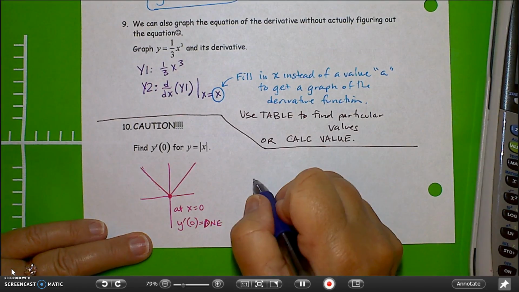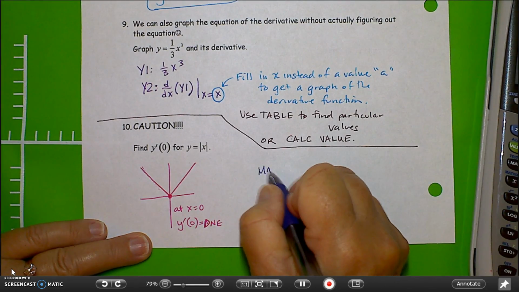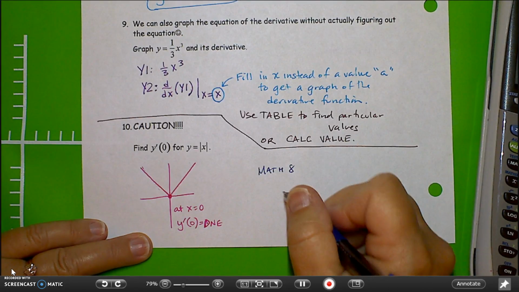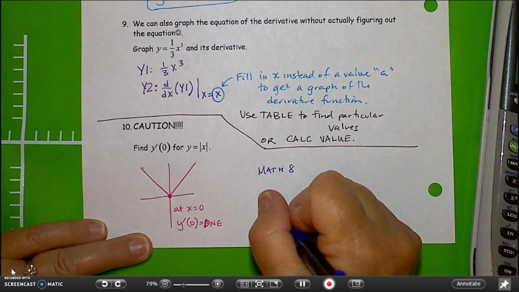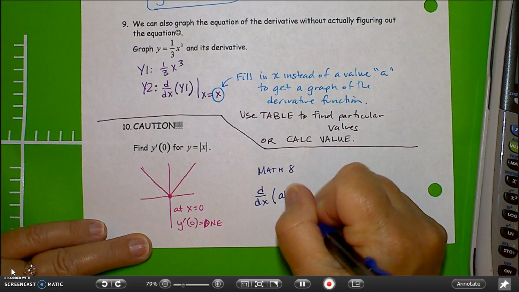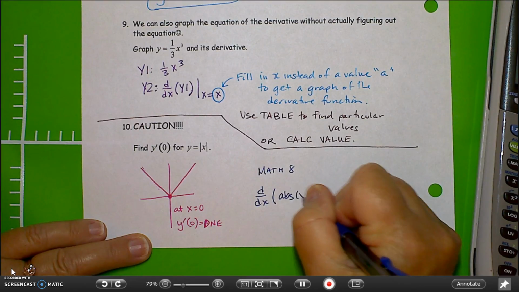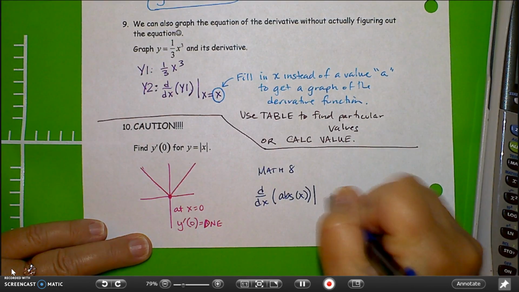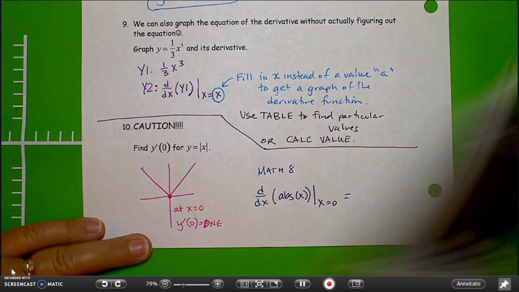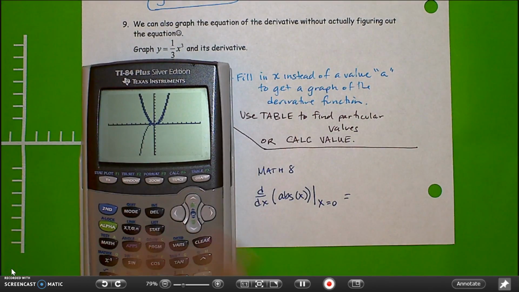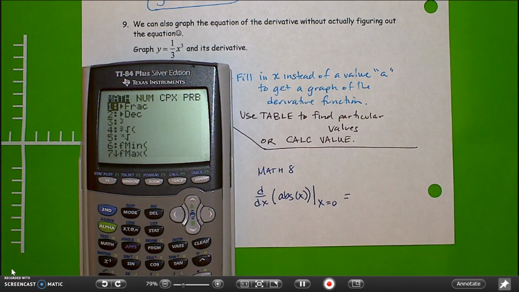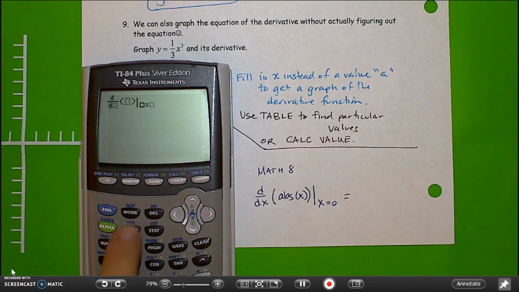So I'm going to put in math 8. And we can do this, I'll just do this one on the home screen. So we got d/dx. We'll put in absolute value of x. I'll show you where that is if you don't know. And at x equals 0, and let's see what we come up with. Okay. So we have math 8. The variable is x.